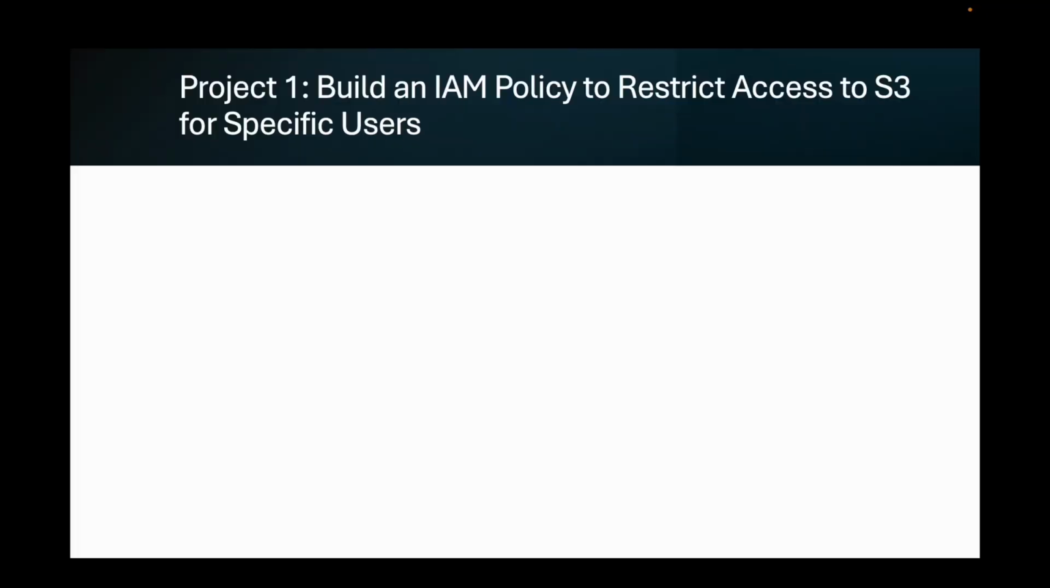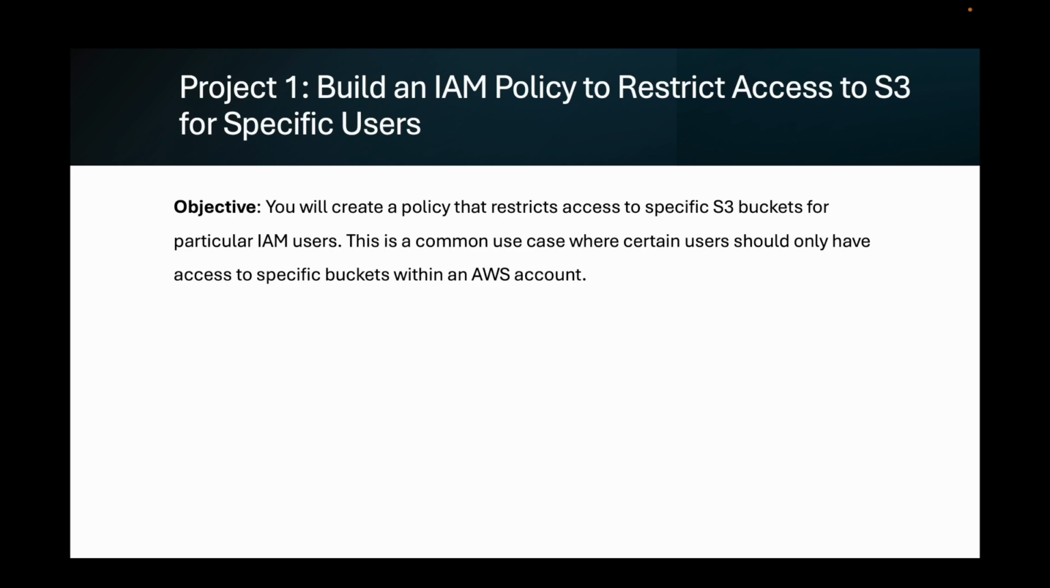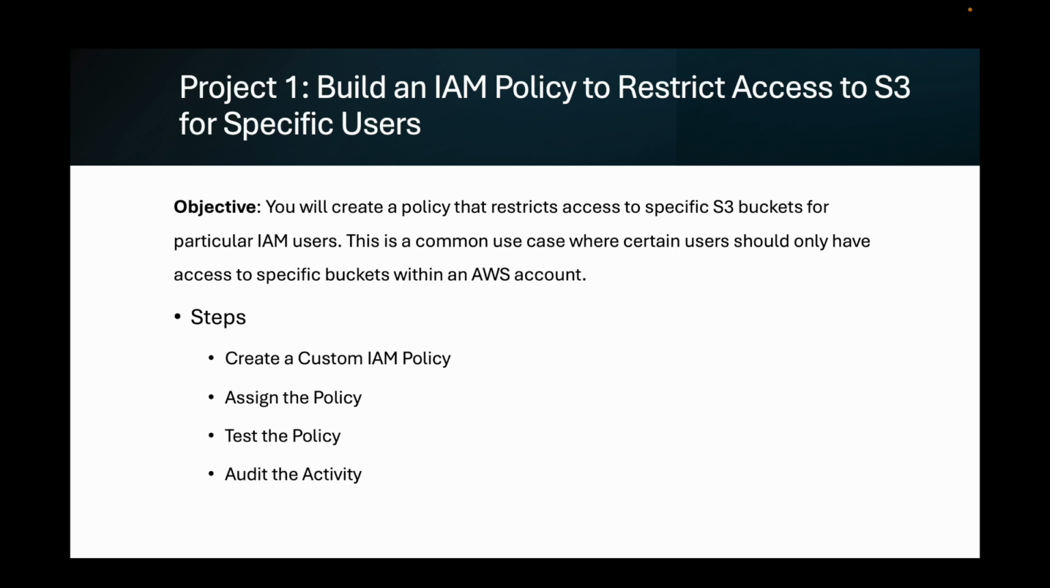First project, build an IAM policy to restrict access to S3 for specific users. In this particular project, the objective is you will create a policy that restricts access to specific S3 buckets for particular IAM users. This is a common use case where certain users should only have access to specific buckets within an AWS account. First, create a custom IAM policy, then assign the policy, test the policy, and finally audit the activity. So let's get started with building this project.